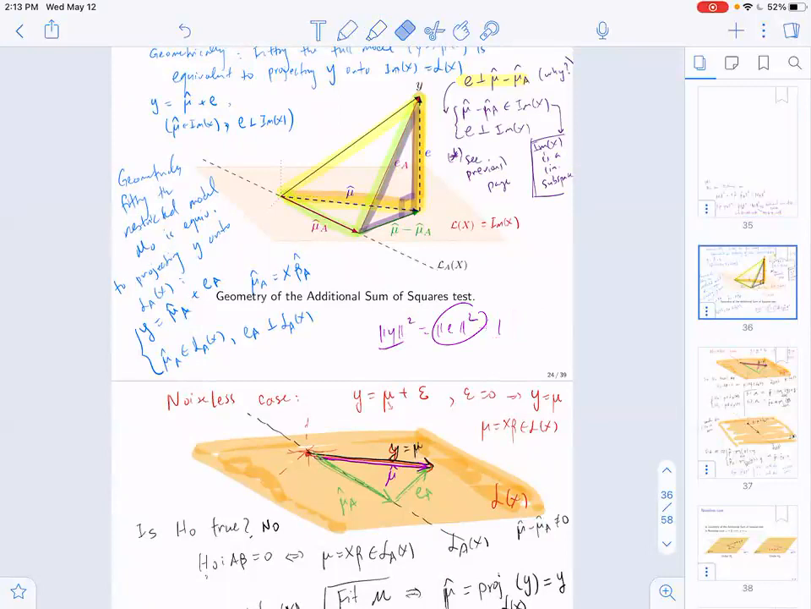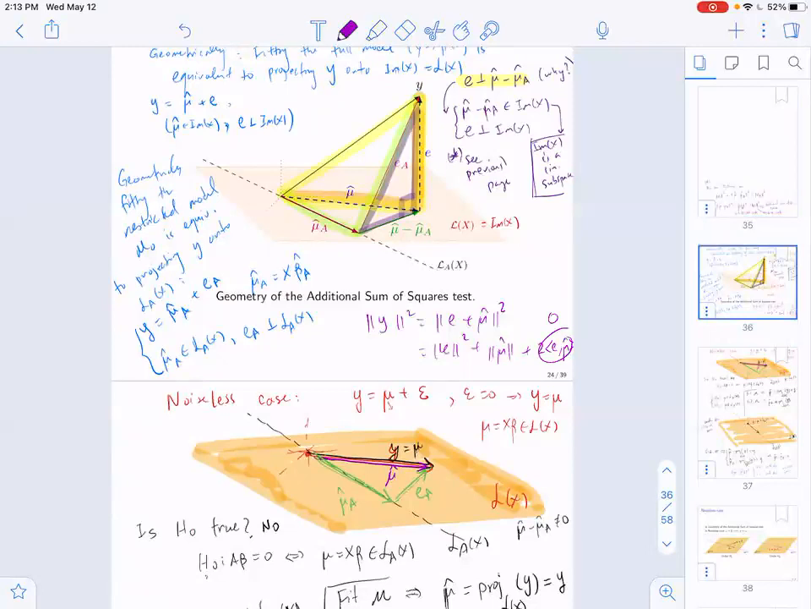This all follows from the fact that E is orthogonal to mu hat. Another way, you can directly do it. This is like E plus mu hat. You get E squared plus mu hat squared plus twice E times mu hat, and this is 0.